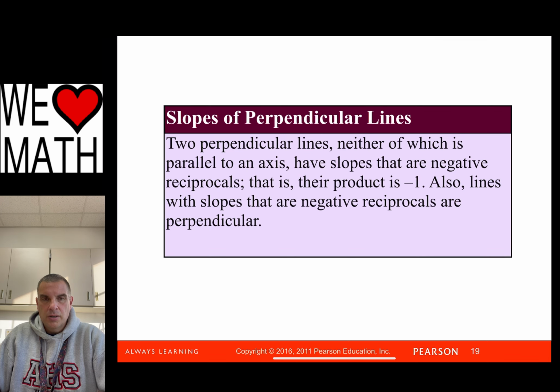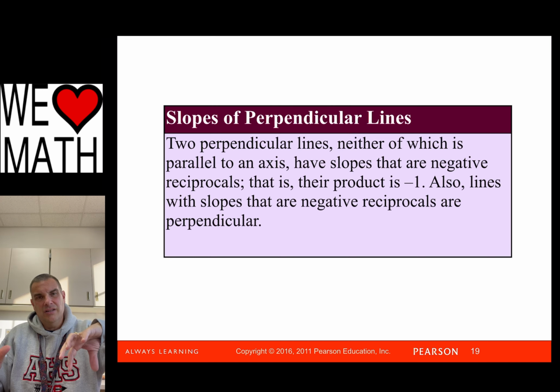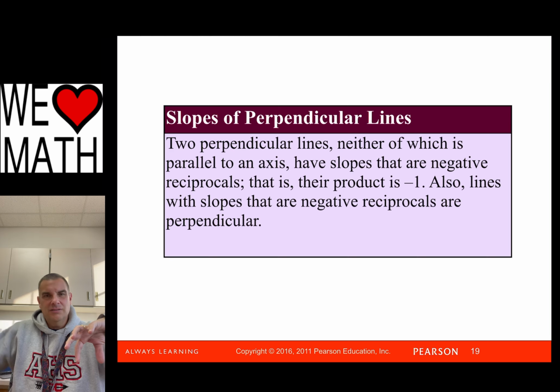Same slope. Slopes of perpendicular lines. Two perpendicular lines, neither of which is parallel to an axis, have slopes that are negative reciprocals. That is, the product is -1. Two lines are perpendicular if their slopes are negative reciprocals. So if you find the slope of one, you find the slope of the other. You can take the second one, turn it upside down, and give it the opposite sign.